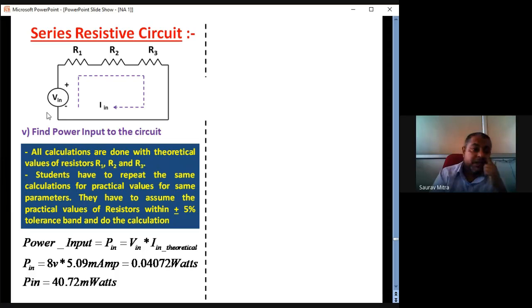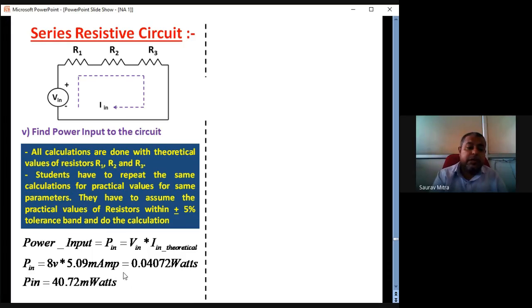So whatever voltage you are giving, R1, R2, R3 are actually drawing this much power, 40.72, from the 8 volt supply. Whatever is the source power, or the power given to the circuit, is P in, 40.72 milliwatt.